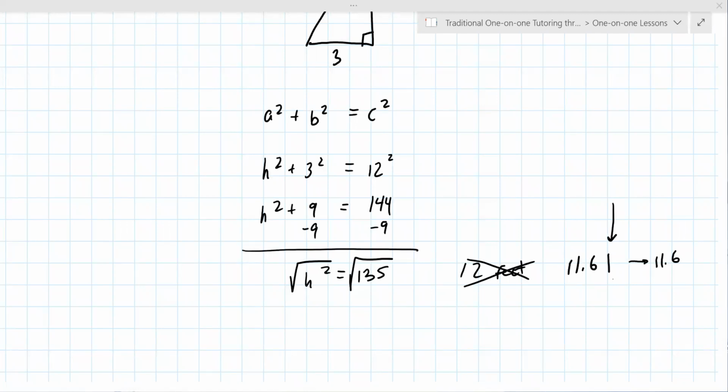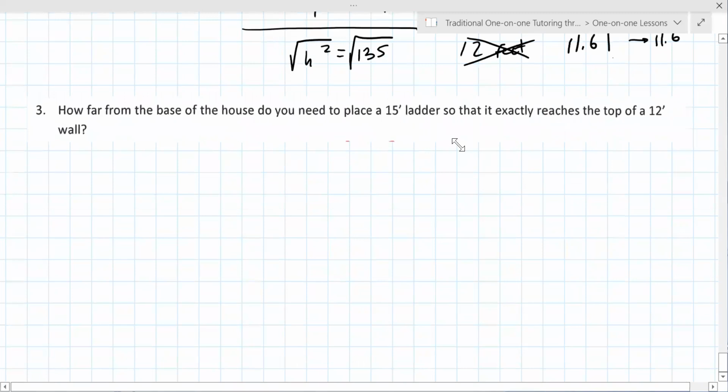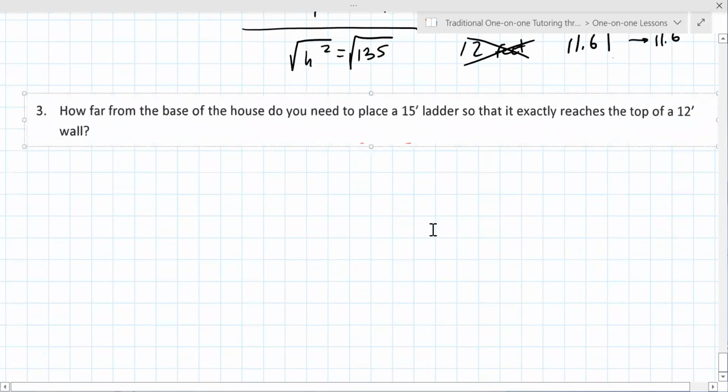Okay, let's do one more ladder problem. This one won't take very long. It's kind of the backwards of the problem we just did. This will be our last problem. Some motivation here. I want you to try to draw the picture for this one.